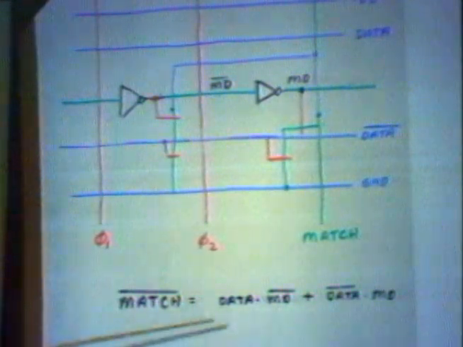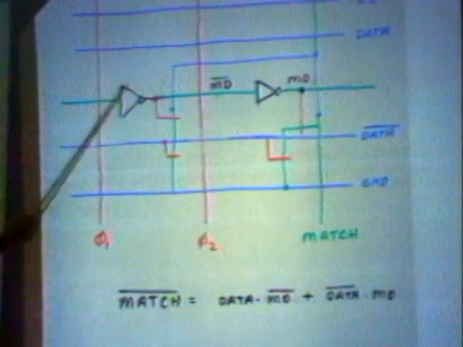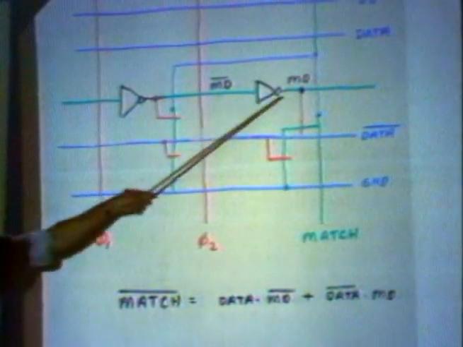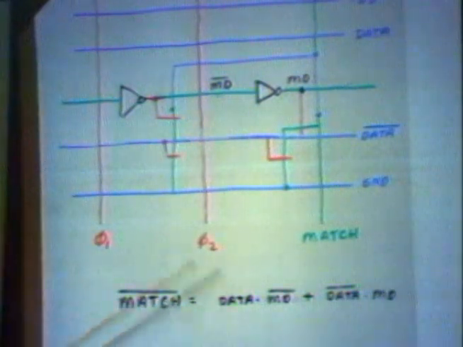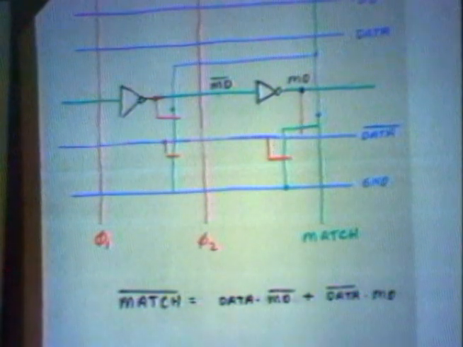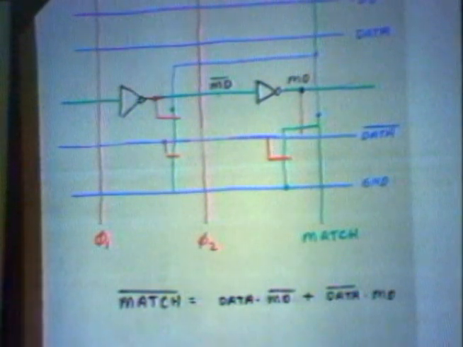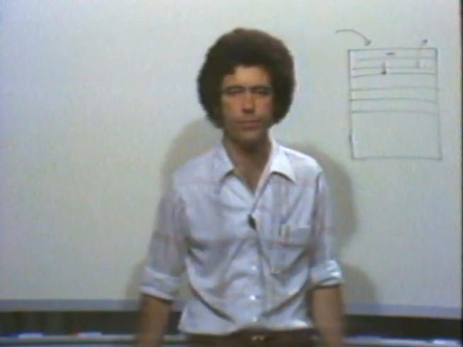It gets to be a messy enough layout as it is, and if you can avoid having to have a semi-static structure, the necessity to put in a pass transistor which goes all the way around here messes things up a bit. So in this particular case, it was designed as purely a dynamic structure. And you have to shift it every once in a while to make sure the data stays valid.